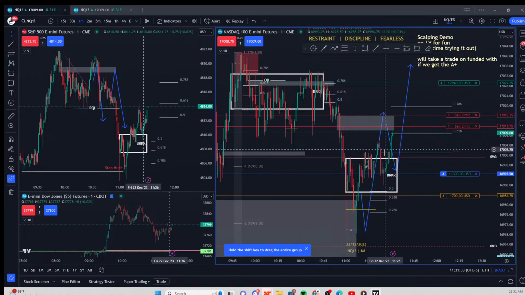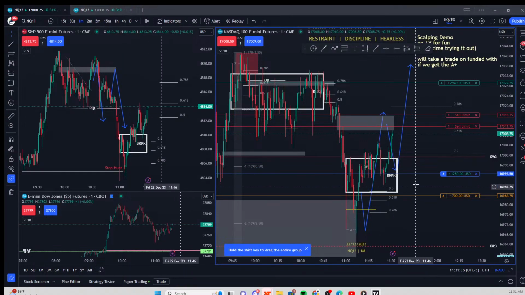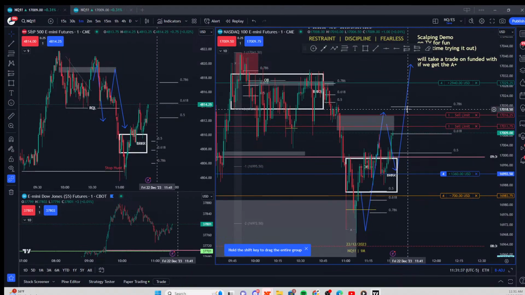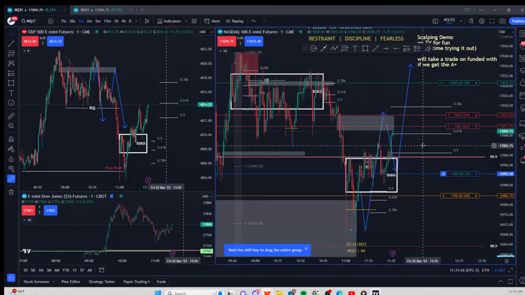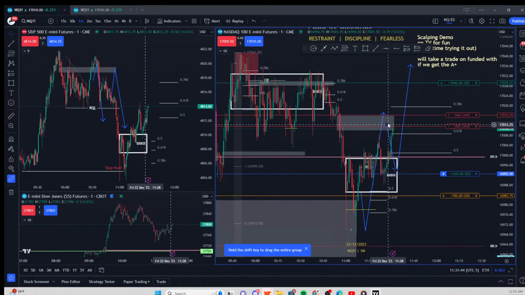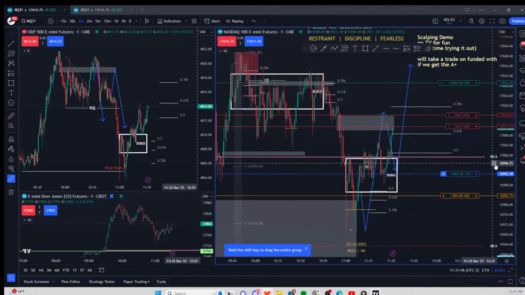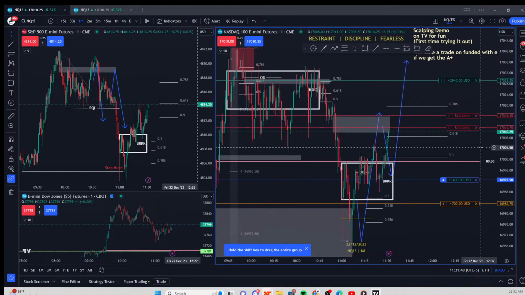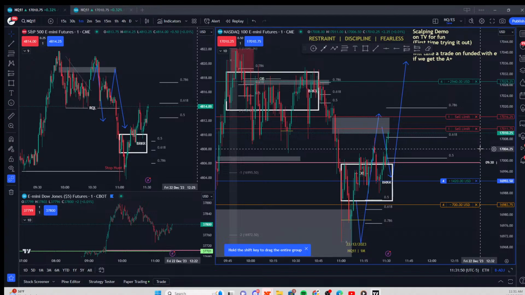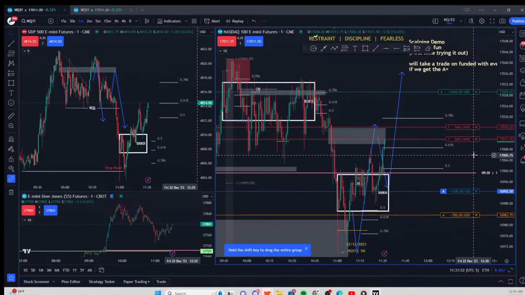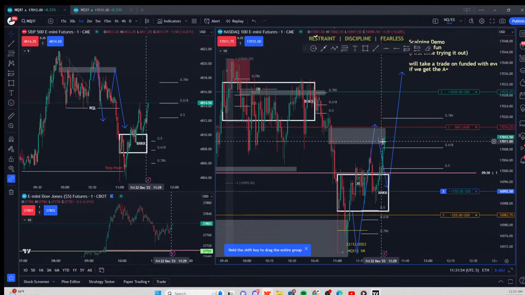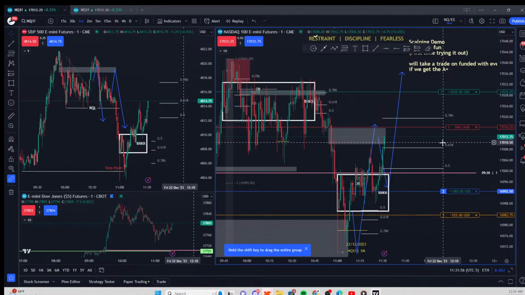This is usually a trade where I just take like 2 minis on my funded accounts. I'll take one out here, then I'll put break even, and then one somewhere at target, which doesn't have to be a big target. I'm not going for like 50 points. Pretty good. First limit taken out.